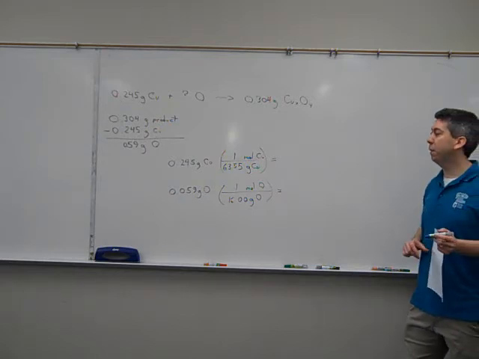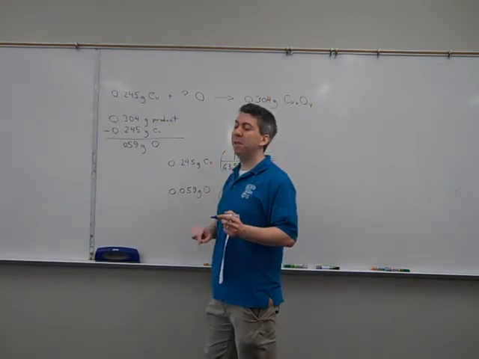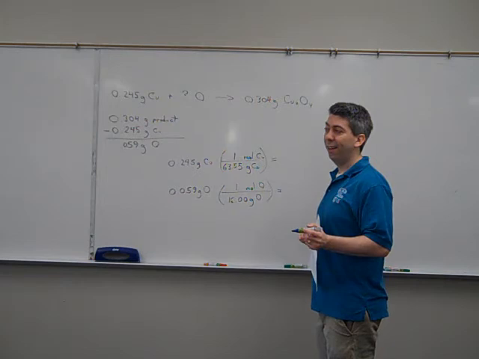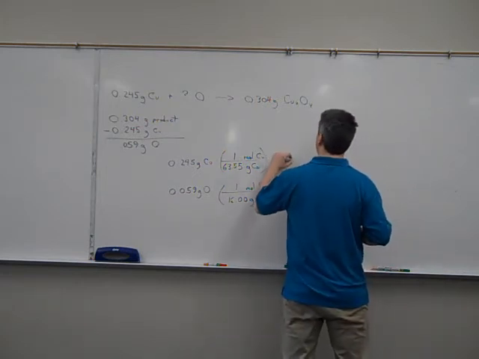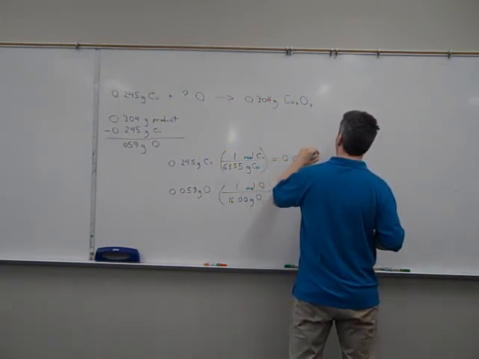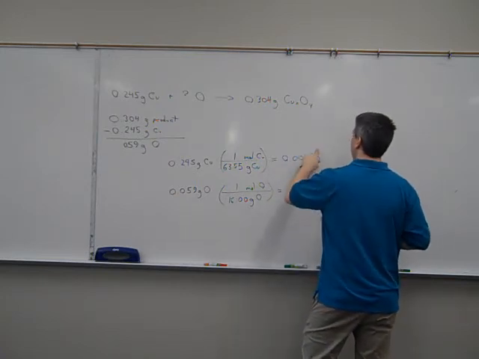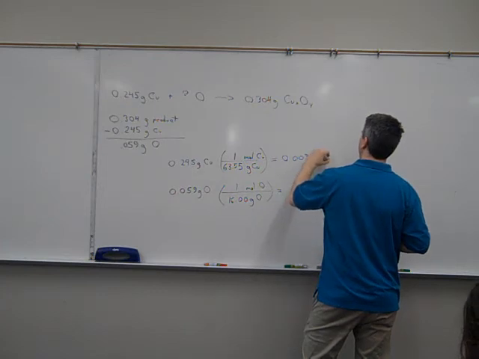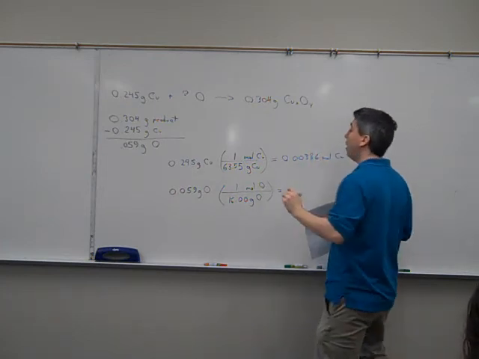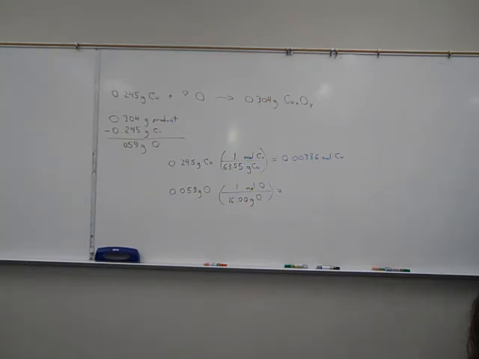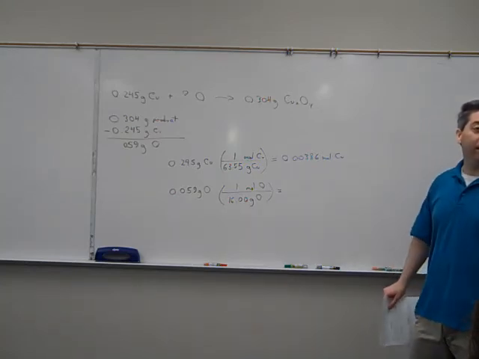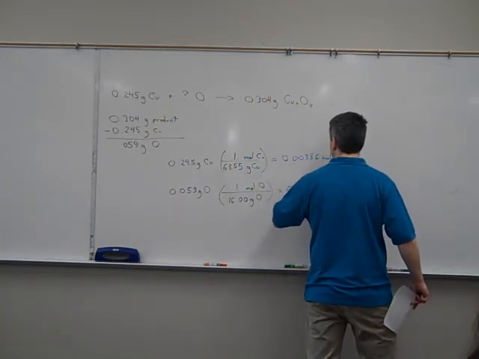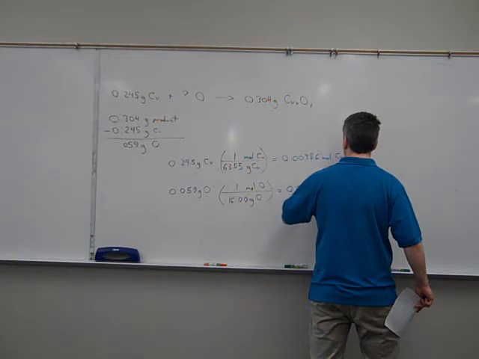Ooh, that's a lot of significant figures. We had 3 to start with for the copper. What should we have here? 0.00385 for the copper. It's 386. Yeah. 0.00386 moles of copper. And how many moles of oxygen? 0.00369 moles of oxygen.